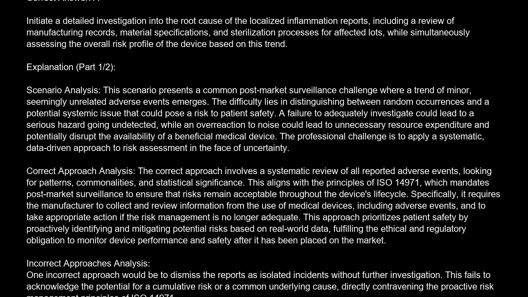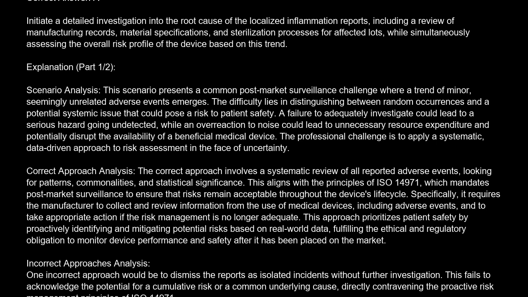Correct approach analysis. The correct approach involves a systematic review of all reported adverse events, looking for patterns, commonalities, and statistical significance. This aligns with the principles of ISO 14971, which mandates post-market surveillance to ensure that risks remain acceptable throughout the device's lifecycle. Specifically, it requires the manufacturer to collect and review information from the use of medical devices, including adverse events, and to take appropriate action if the risk management is no longer adequate.